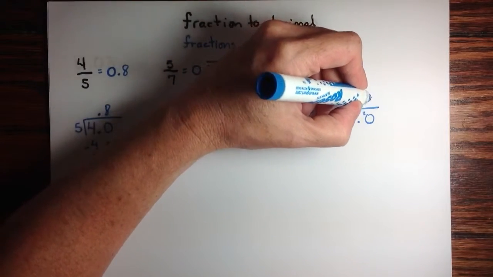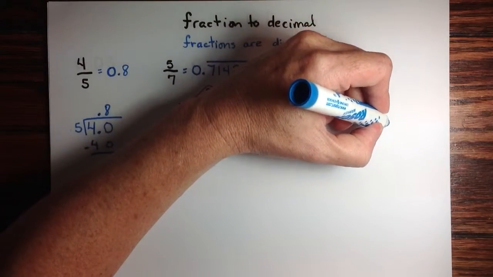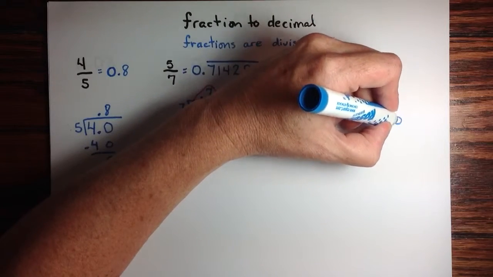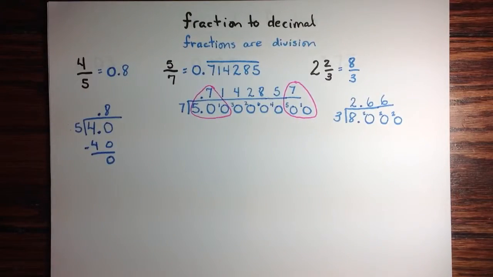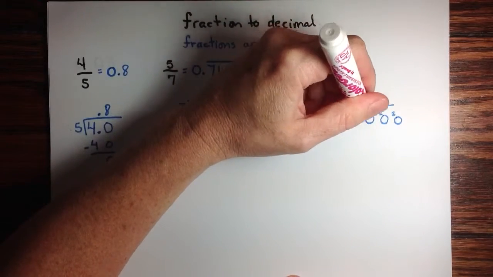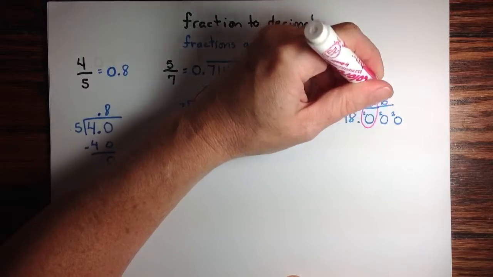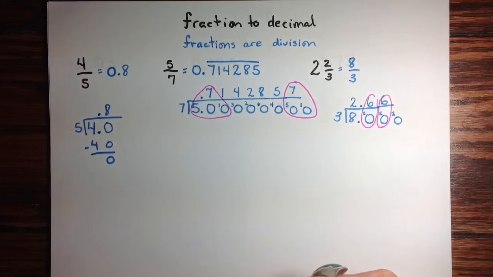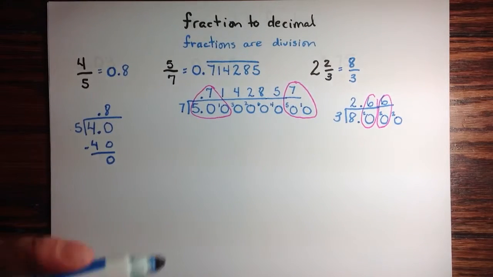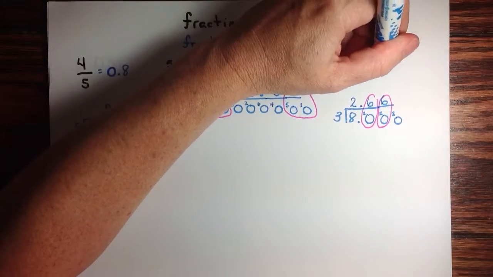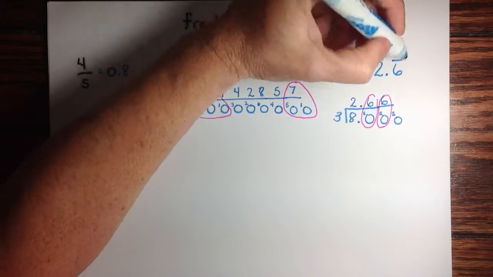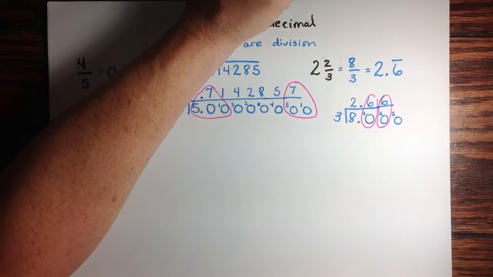And 3 fits into 20 6 times, again with a remainder of 2. And once again, you can see that that pattern has come back, that we put 3 into 20, got 6, 3 into 20 again, got 6. So those 6s are going to repeat indefinitely. So our way of writing our final answer then is 2 6/10 with that repeater line over the 6.